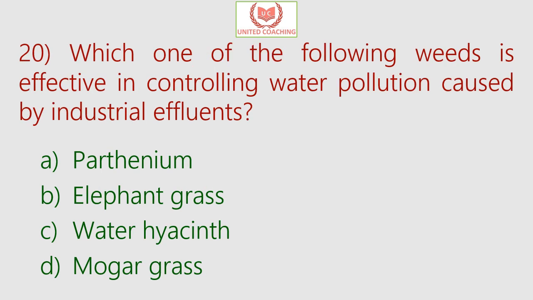Our next question is, which one of the following weeds is effective in controlling water pollution caused by industrial effluents? So is it parthenium or elephant grass or water hyacinth or mogar grass? So the answer is parthenium.